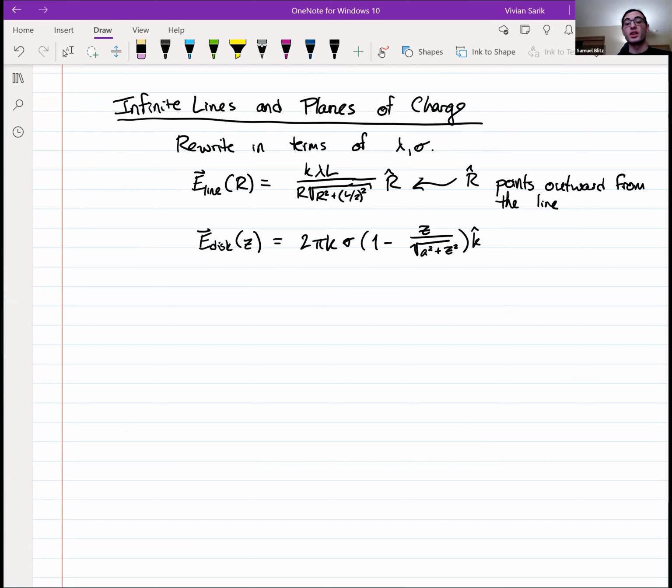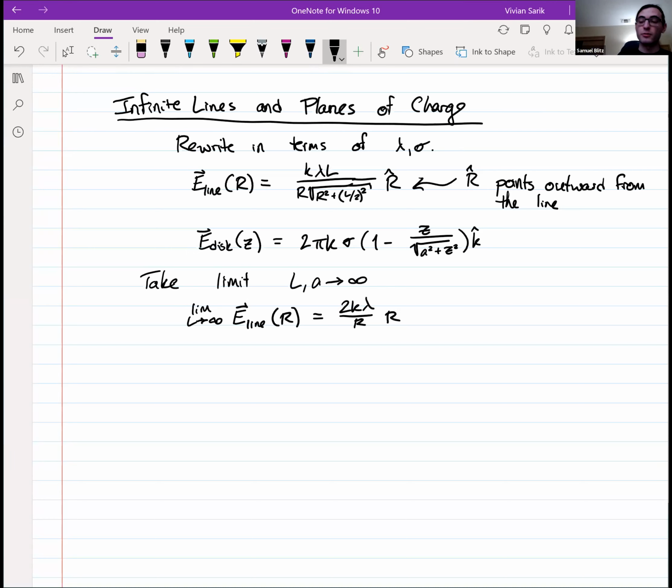Okay, so now we can just freely take the limit, because sigma and lambda don't change as you take the limit. They just are what they are. They're the constant density. So we take the limit where L and A go to infinity. So the limit, as L goes to infinity, of the electric field due to a line at some distance r away from that line, well, hopefully you guys can do this. It's not very hard. You have to use some L'Hopital because it's infinity over infinity, but it works out to be 2k lambda divided by r in the r hat direction. Similarly, for the disk, this is when a disk becomes an infinitely large plane.